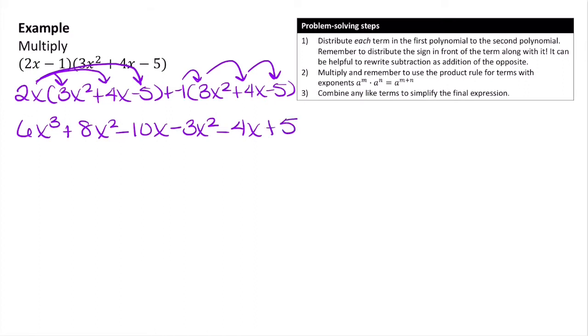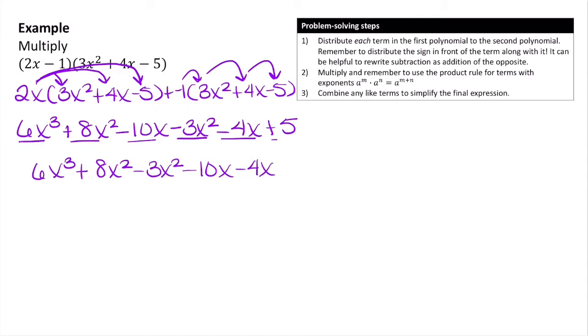Now I'm going to go through and combine my like terms. So I have this 6x cubed, and then I'm going to add it to 8x squared. 8x squared will combine with minus 3x squared. And then I have minus 10x, which combines with minus 4x. And then I have plus 5. So now let's go ahead and combine these like terms.